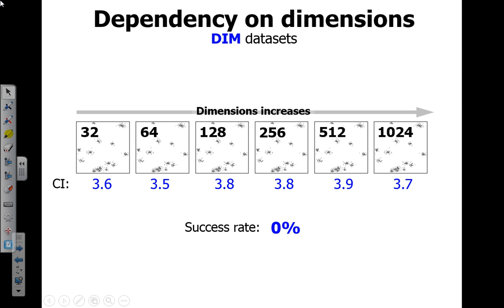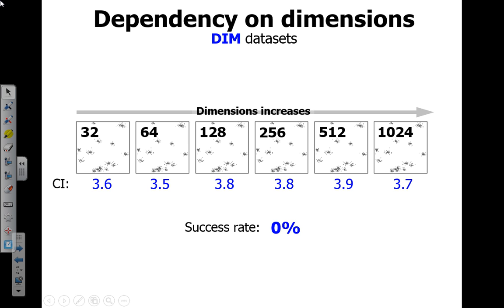Okay, let's move on to the third question, and that's the dimensions. So we have two data sets, and the first one is this. Let's just see the results here, what happens. So, from 32 to 1000 dimensions, what is the difference?